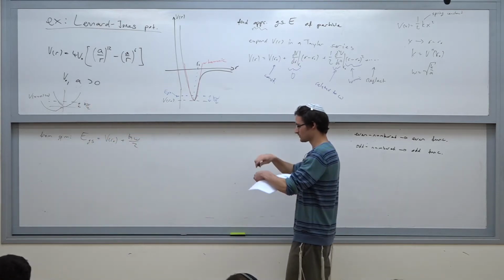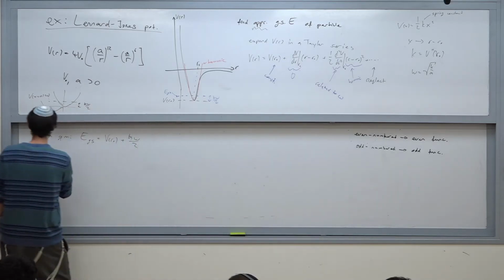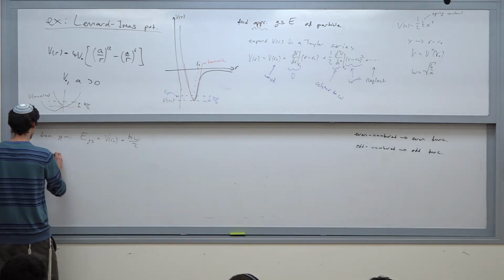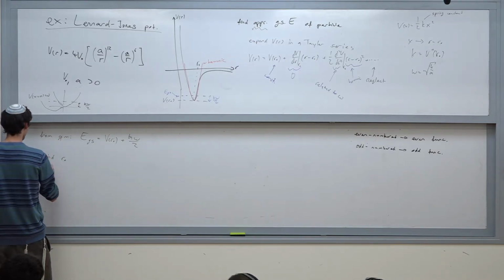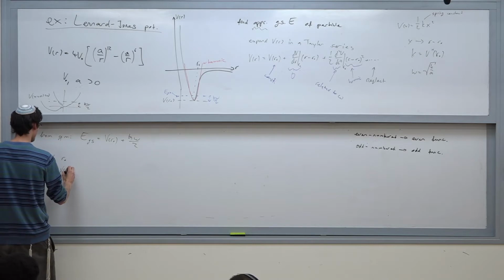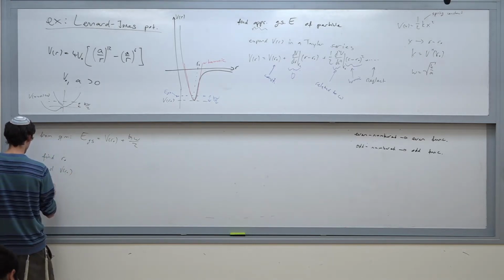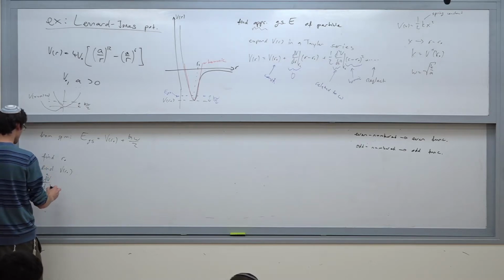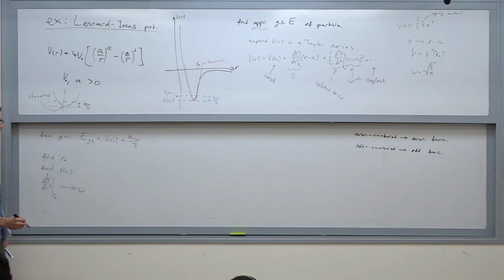So what I want to do now is, first of all, to solve this, a couple of mathematical steps. First of all, I need to find R0, I need to find the minimum. Then I need to find V of R0, and then I need to find the second derivative, d2V dr squared at R0, and from this I will extract omega. So these are our steps to solving. Okay? Questions?